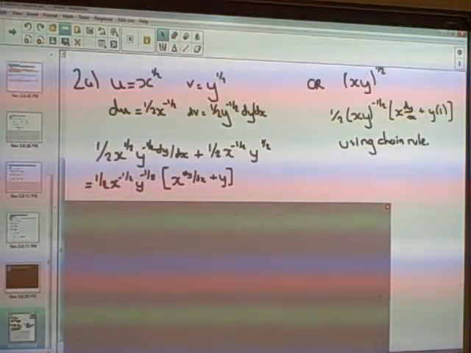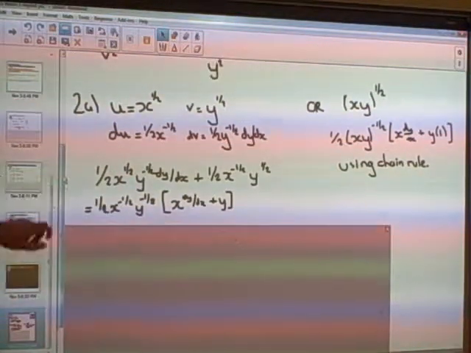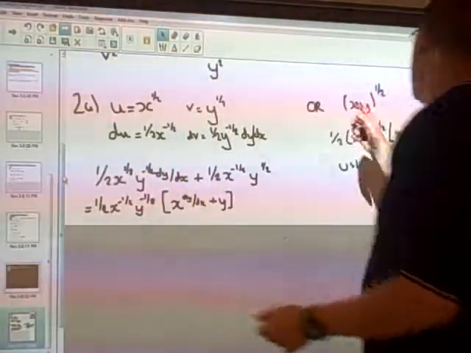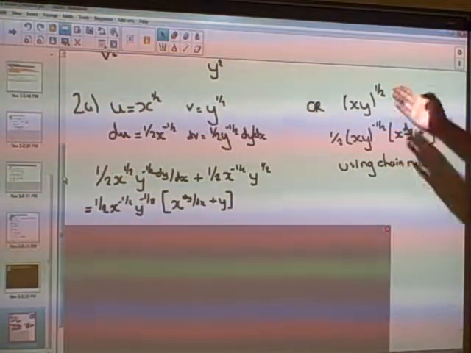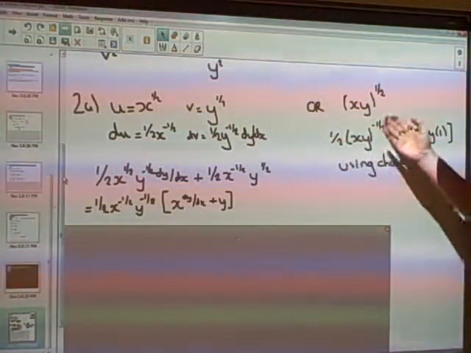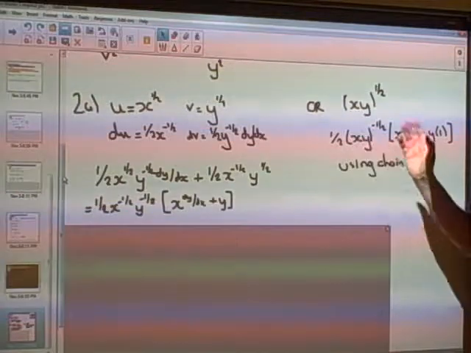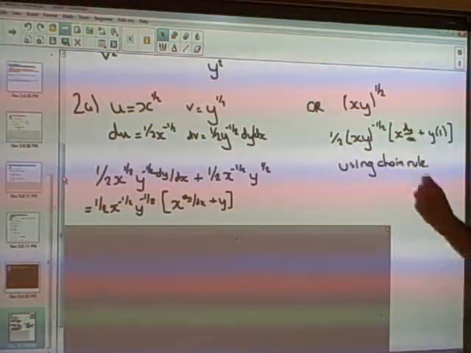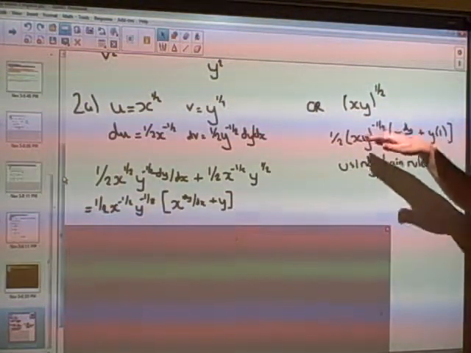Now I could do the same thing by doing the chain rule for this question. So if I rewrite this as xy all to the power of a half, I can bring the power to the front, decrease the power by 1, and then I need to times by the differential of what's inside the parentheses. Now to do that, I need to do the product rule.